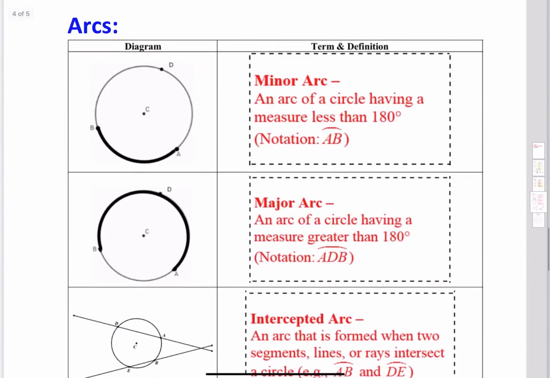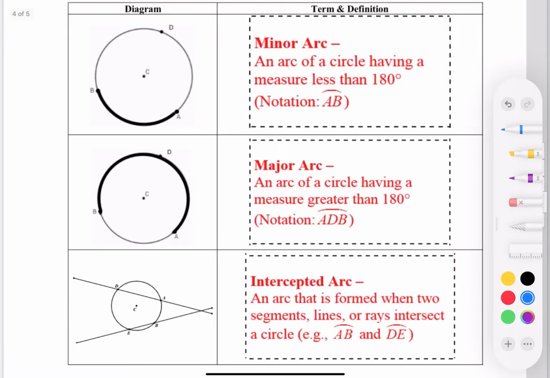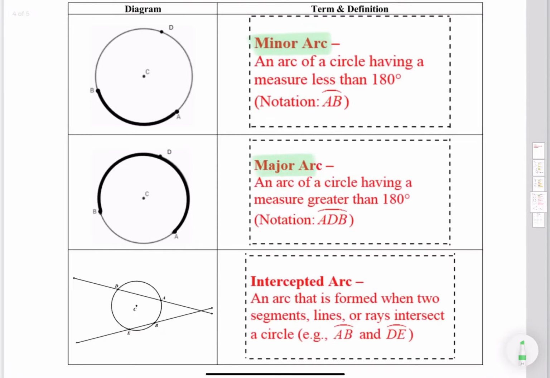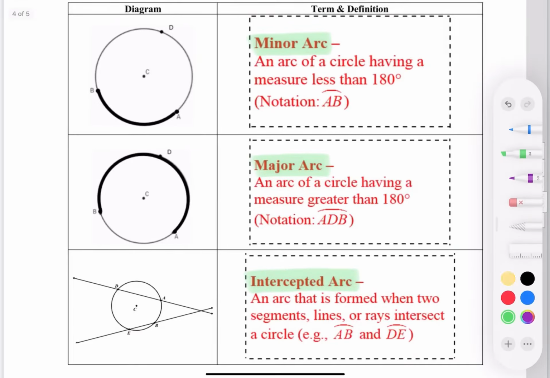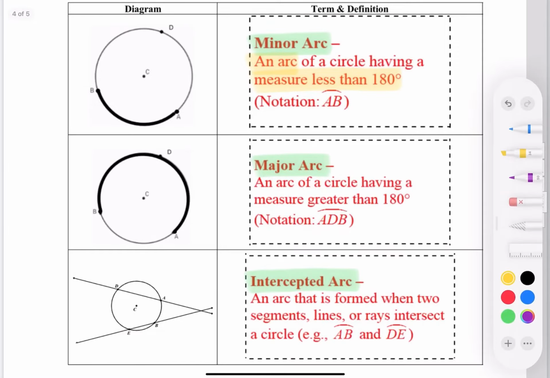Then we have our arcs. We have minor arcs, we have major arcs, and then we have intercepted arcs. The minor arc is something small, and therefore it's an arc whose measurement is less than 180 degrees. Since we know that a full circle is going to be 360 degrees, we could tell if something is less than 180. So 180 would be right in the middle.